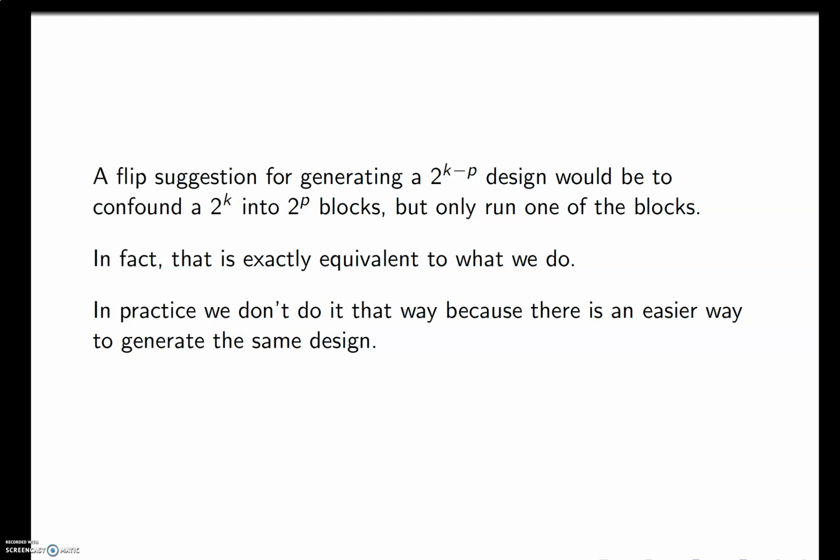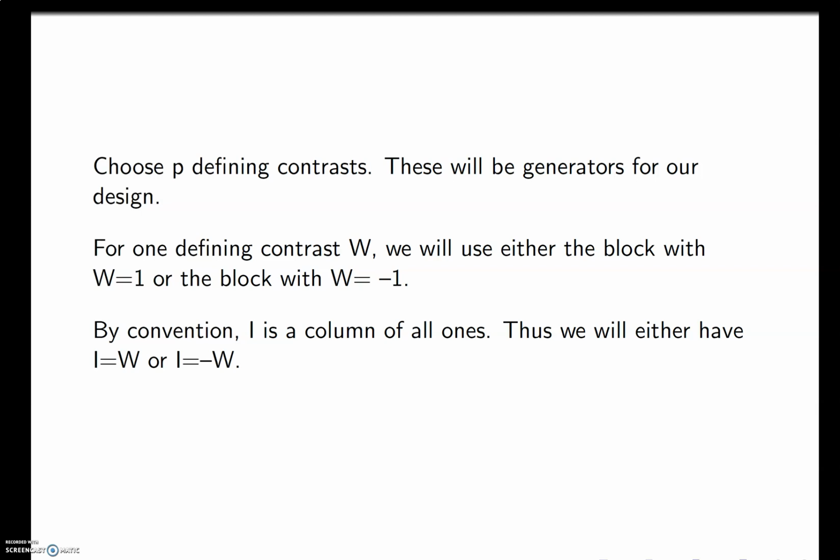In general, you can do it this way. I'll say this: Gary gives the advice that in practice, most of the time, people don't use this method because there's an easier way. I'll call it a textbook way for generating your design. You choose p defining contrasts. These will be generators, and you can think of them as the contrasts that are going to be most important for your experimental results.